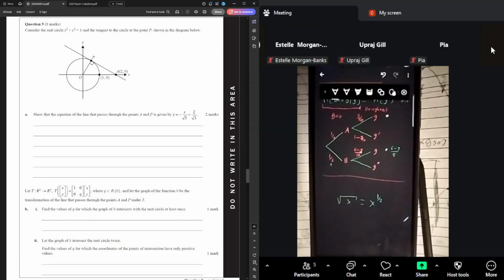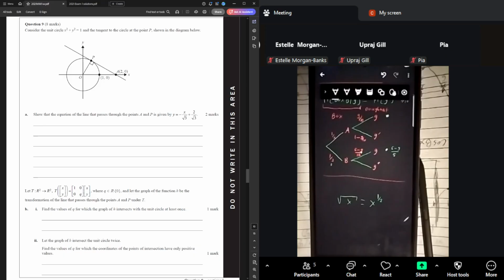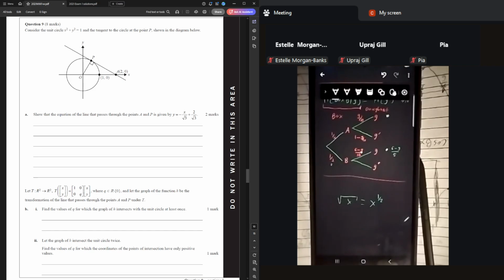Is anyone making decent progress on it? Or are we all stuck? I'm stuck. Yeah, okay. Anyone got an idea of how we could progress from here, or shall I just take over? It's a tough question. It's a 13% pass rate on this one.